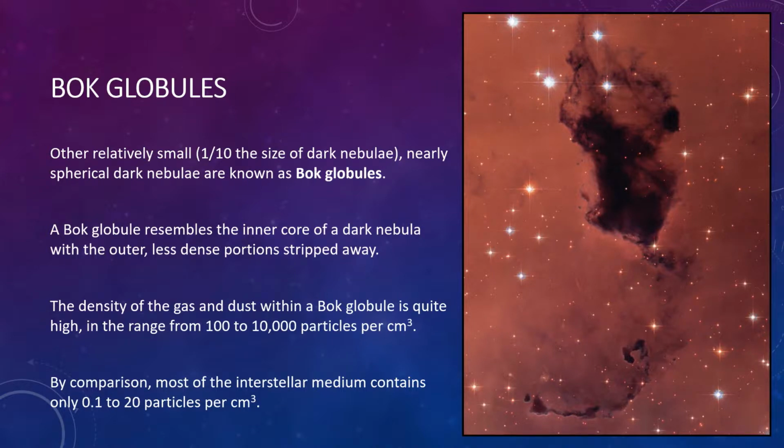The density of the gas and dust within one of these Bok globules is indeed quite high, in the range from 100 to 10,000 particles per cubic centimeter. By comparison, most of the interstellar medium contains only 0.1 to 20 particles per cubic centimeter. So we're talking hundreds to tens of thousands of times more dense than the rest of the interstellar medium.